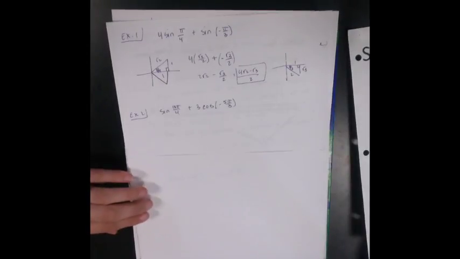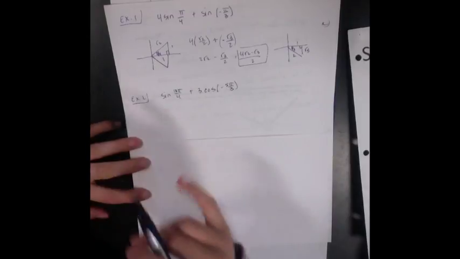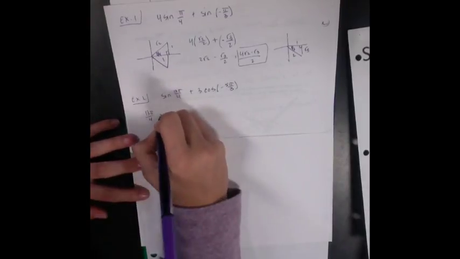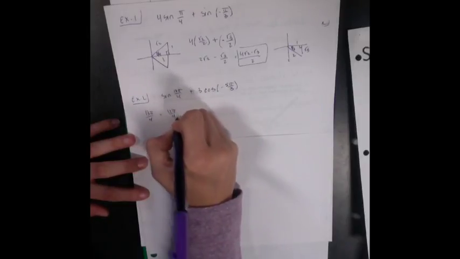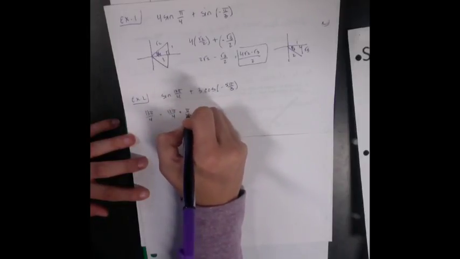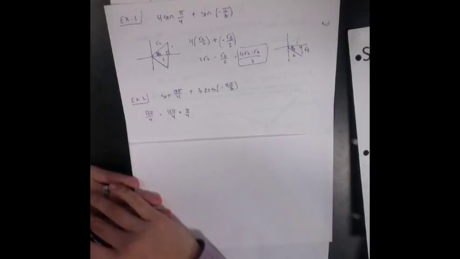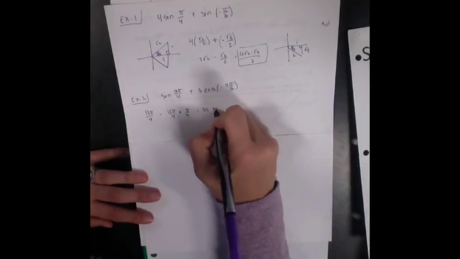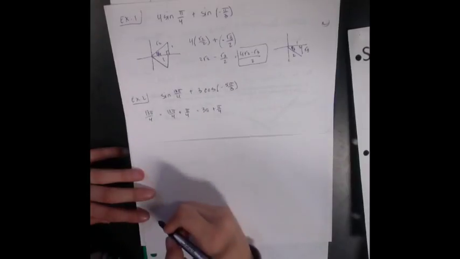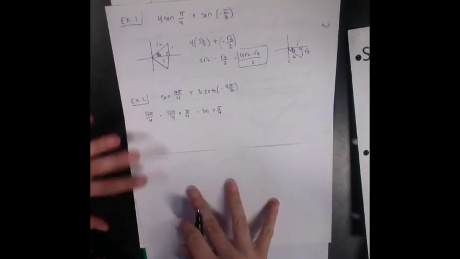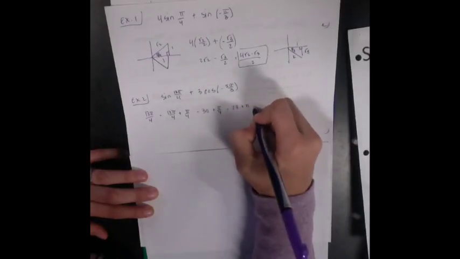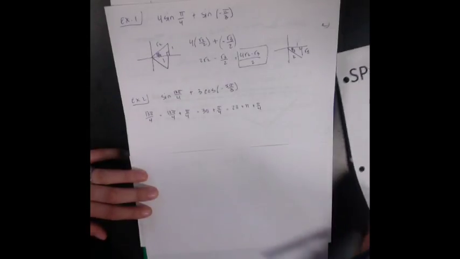Let's do a little bit of a harder one. Sine of 13 pi over 3. All right, let's look at 13 pi over 4. I'm going to rewrite this as 12 pi over 4 plus pi over 4. 12 pi over 4 is 3 pi plus pi over 4. 3 pi is really 2 pi plus 1 pi plus pi over 4.